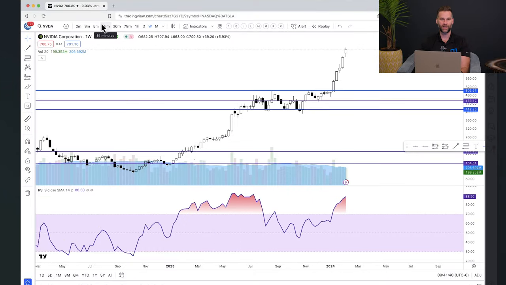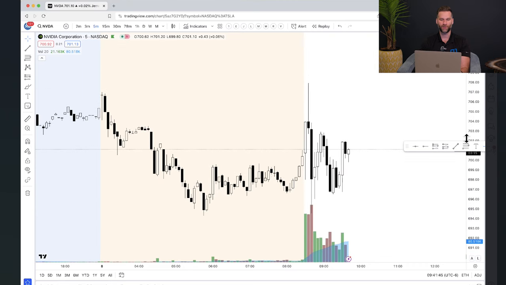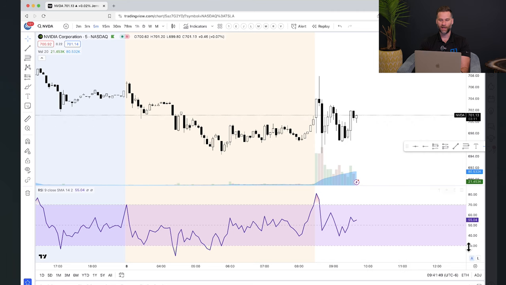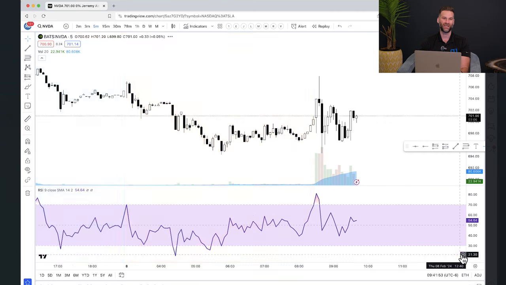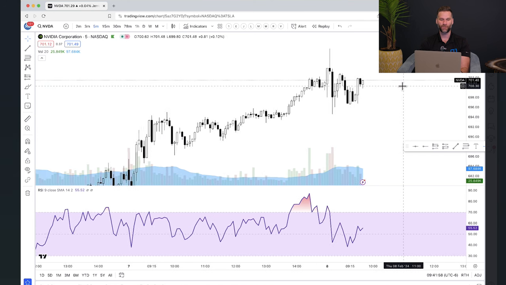Let's go look at this on a 5 minute chart and just notice how RSI impacts the overall stock itself. So pulling up NVIDIA, and don't include extended hours on your RSI setting. It's not gonna work, it's not helpful. Okay, so here's your RSI on NVIDIA.